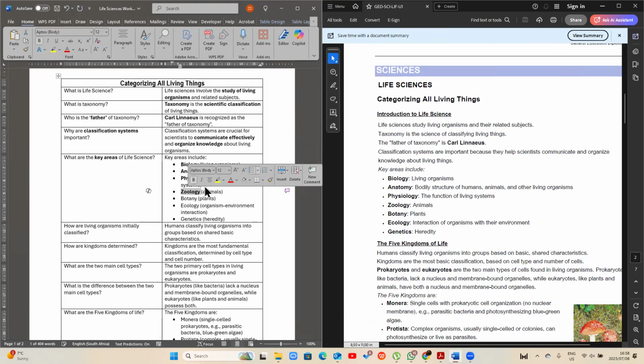We need to know zoology, which is the study of animals. We need to know what botany is, which is the study of plants. Ecology is the study of organisms and the way that they interact with the environment that they live in. And lastly, we also need to know what genetics is, which is the study of heredity and genes passed down from parent to child.